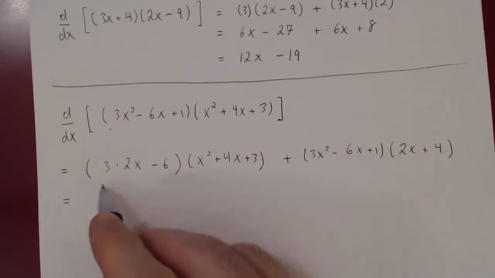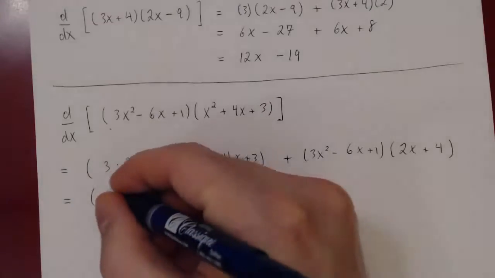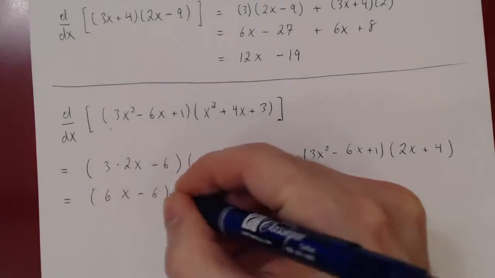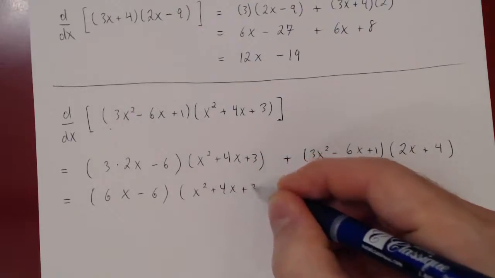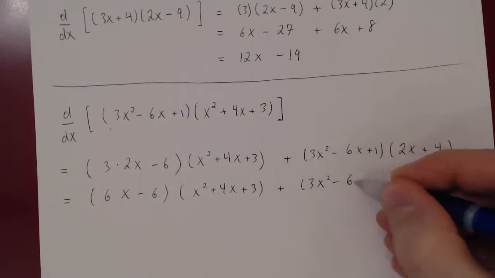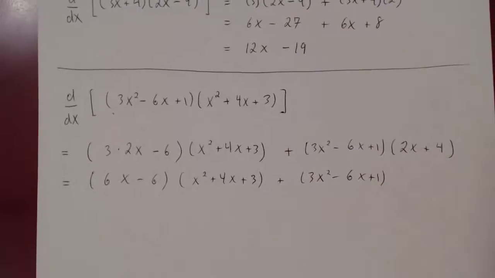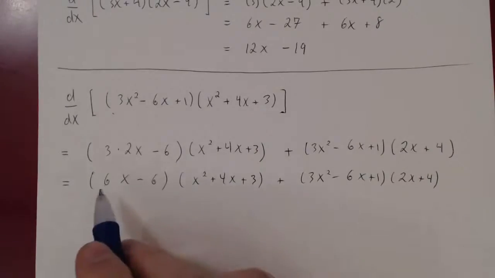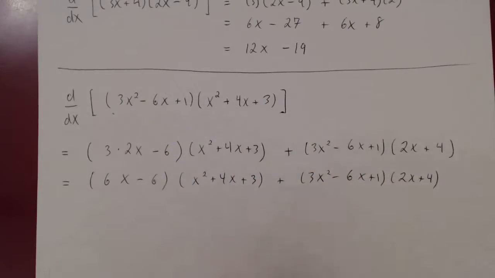Let's see what we have. We have 3 times 2, that's 6x, minus 6, times x squared plus 4x plus 3, plus 3x squared minus 6x plus 1 times 2x plus 4. Now if you notice here, we're done with the differentiation. This is the derivative of this expression, but we can simplify a little bit.